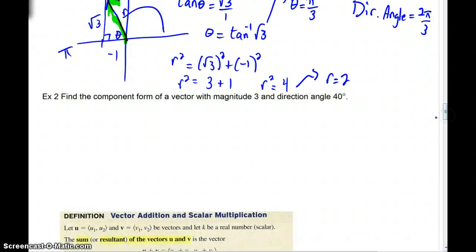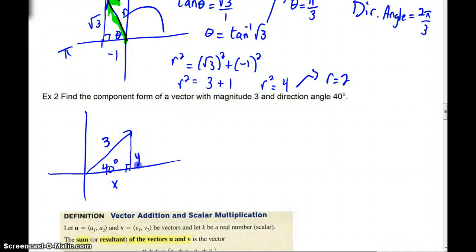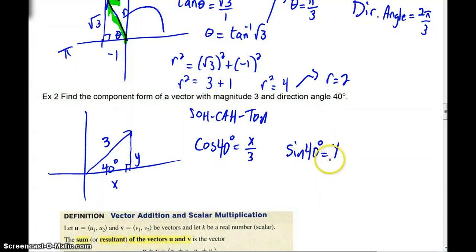Similarly, as we look at number 2, find the component form of a vector with a magnitude of 3 and a direction angle of 40 degrees. So we could say, well, look, we have a direction angle of 40 degrees, we have a magnitude of 3. Could we find our x and y components? Well, going back to SOHCAHTOA, SOHCAHTOA can be very, very helpful. We can say the cosine of an angle is the adjacent all over the hypotenuse. Similarly, sine is opposite over hypotenuse.